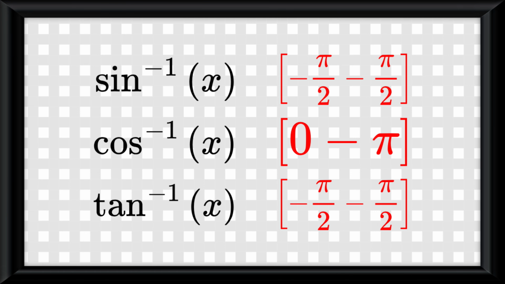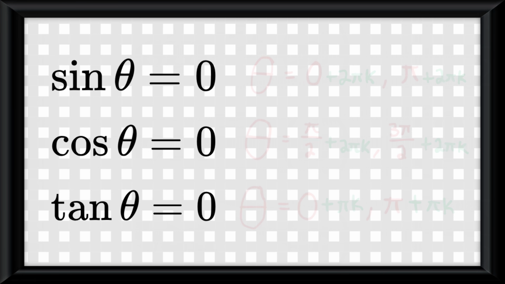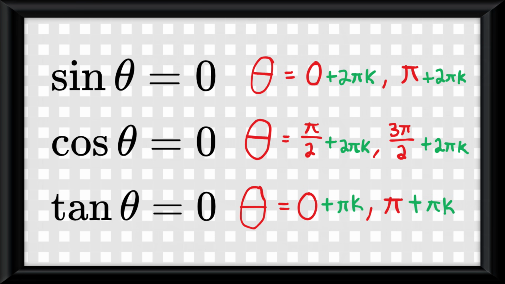You'll notice that I actually already did this in my topic 3.3 video. So your takeaway is to always use restricted domain if you are solving inverse functions, but find every possible solution with trig equations like this.